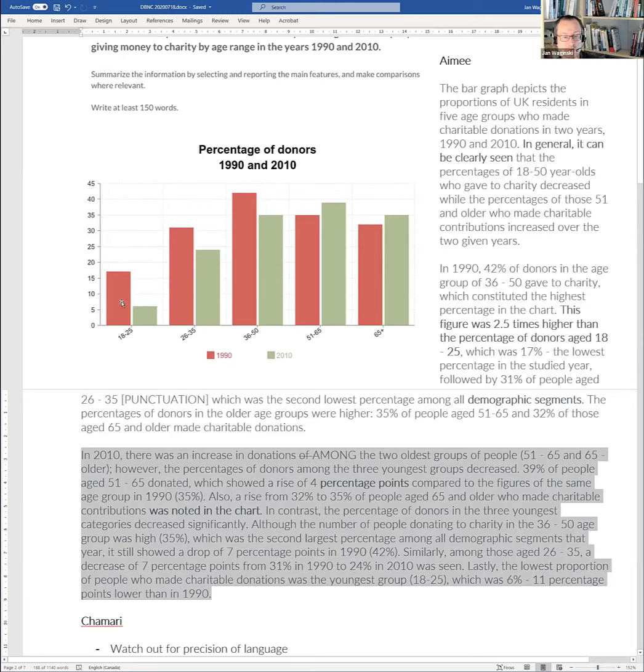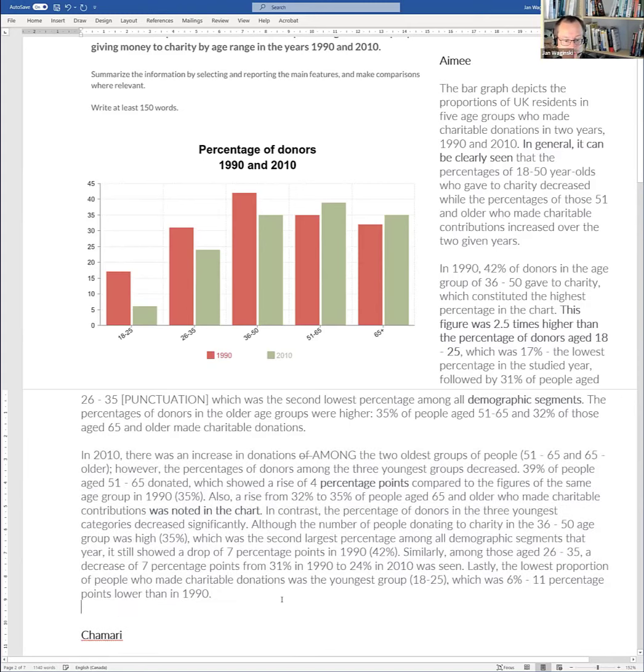But like just visually, what does 2010 look like? So we describe it like this: we say 18 to 25 years age group decreased 11 percentage points in 2010. Let me give you a formula for this kind of sentence.